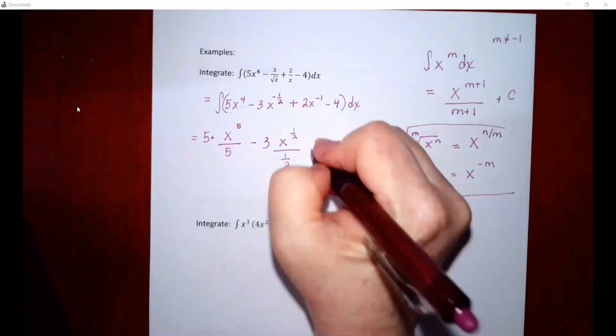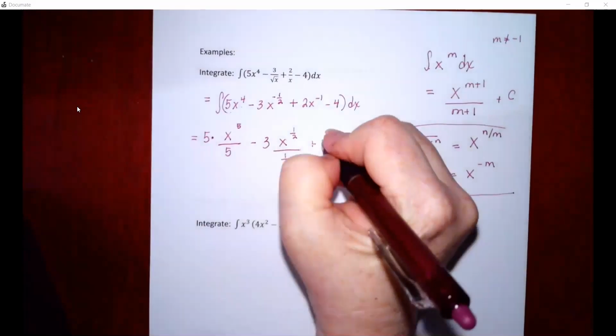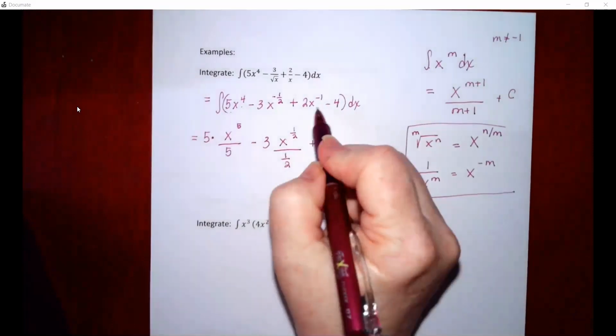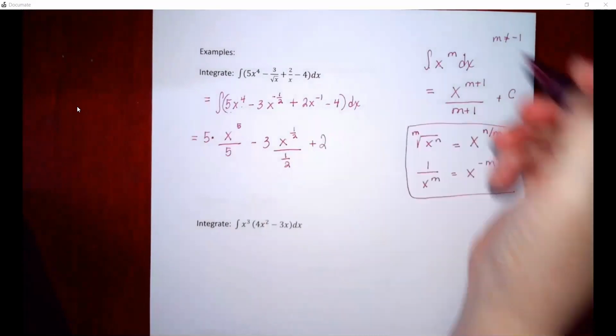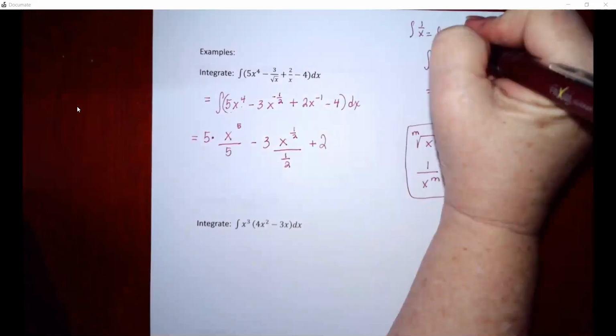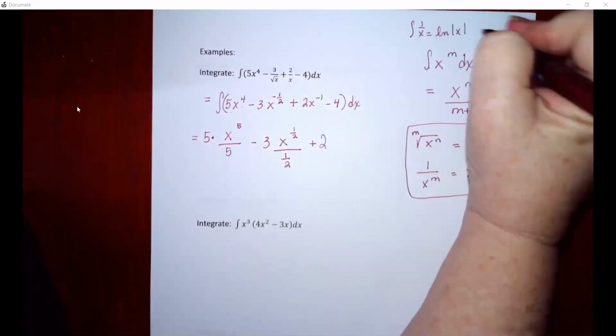Now this next one, 2x to the minus 1, is a bit different. I can't add 1 to the exponent and divide by the new exponent because I would be dividing by 0. So can anyone remind me whose derivative is 1 over x? The natural logarithm. Yes, excellent. So remember the integral of 1 over x is the natural log of absolute value of x plus c.